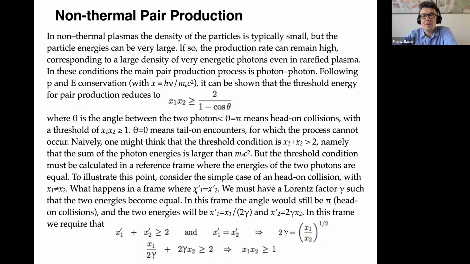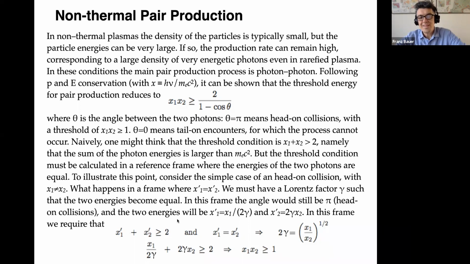And what do we need here? In this frame, the angle will still be a head-on collision, but the energies will be transformed like this and like this. The product of these gets rid of the gamma, but it allows you to have one photon with much less energy and another with much more, which combine to give you the right energy product you need to make the pair production.